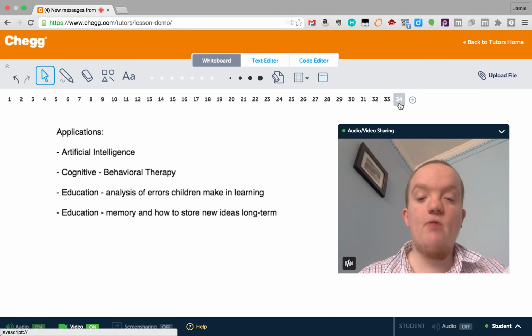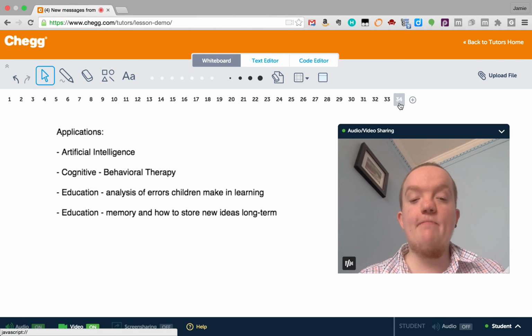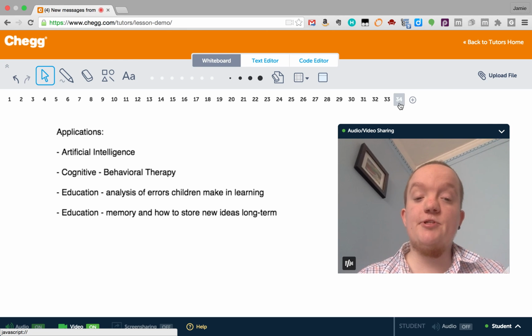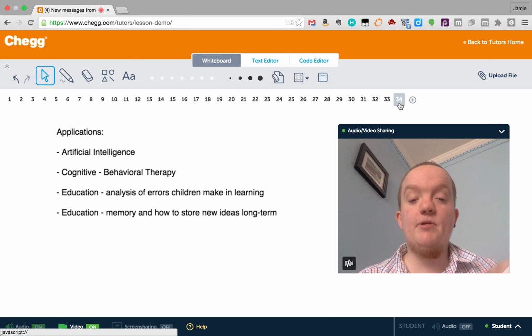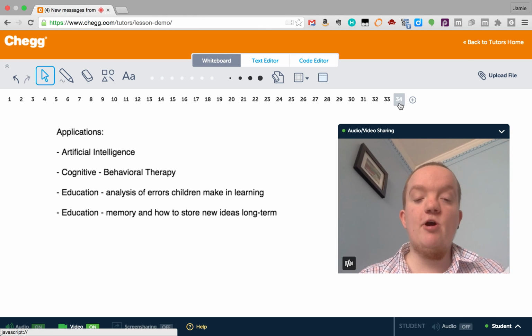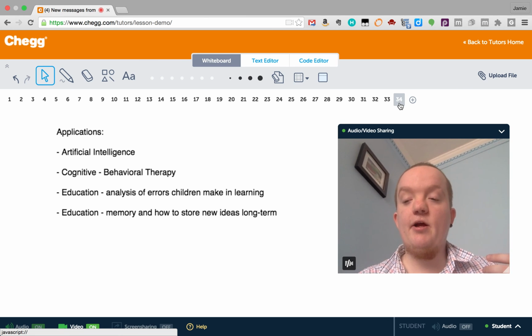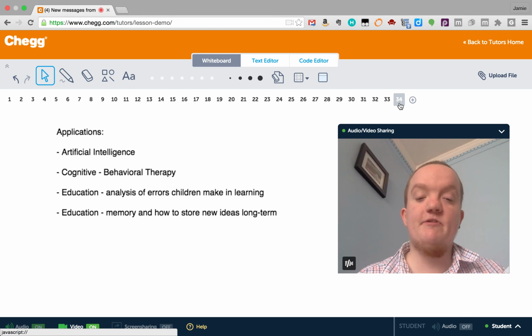Within education, people are thinking about analyzing errors that children make in learning, thinking about the misconceptions that children have, and what this might mean about, at their developmental age, how do they represent these abstract concepts that people are teaching them. People are also really interested in memory and how students can store ideas long term. We know that lectures work in some ways, but may not be the most effective way of teaching. We know that people learn often better by doing than by hearing. And we have many other applications of cognitivism to education.